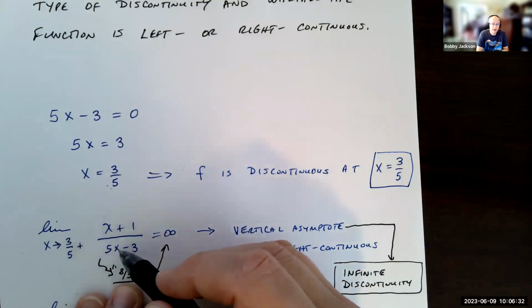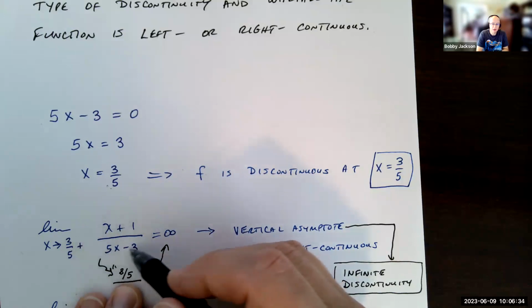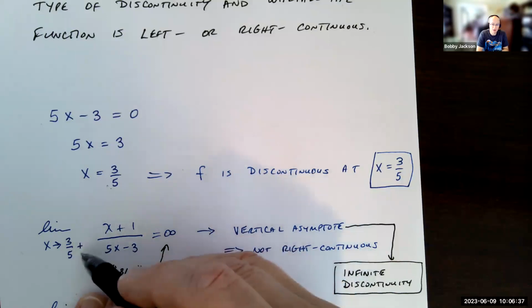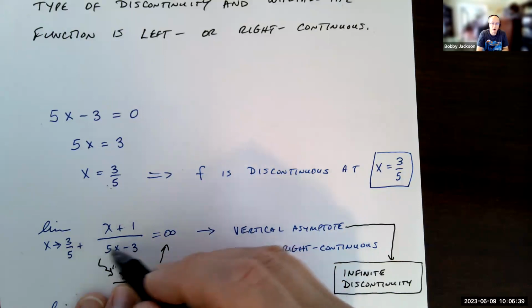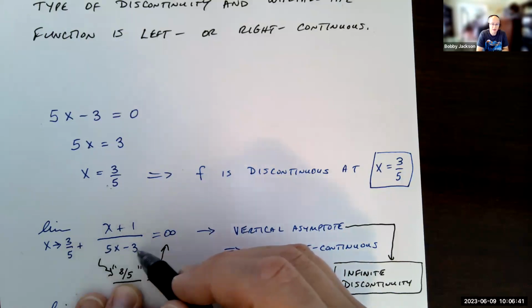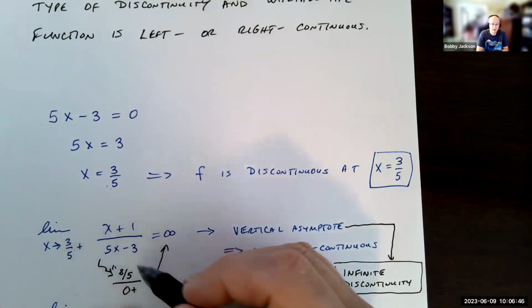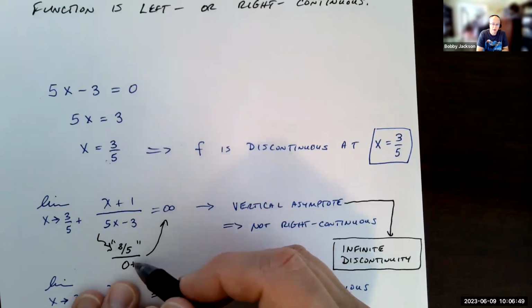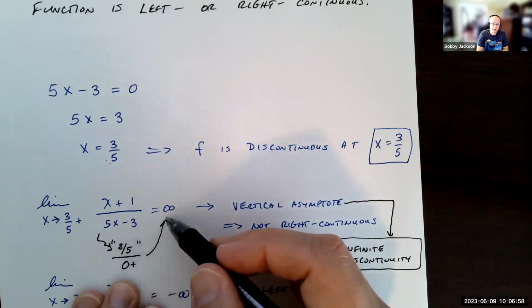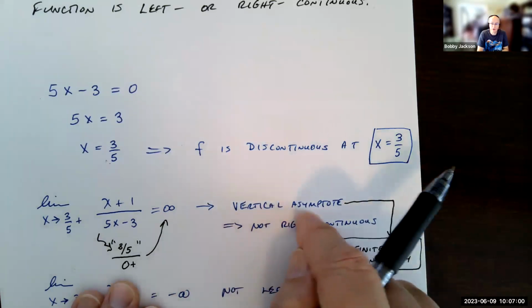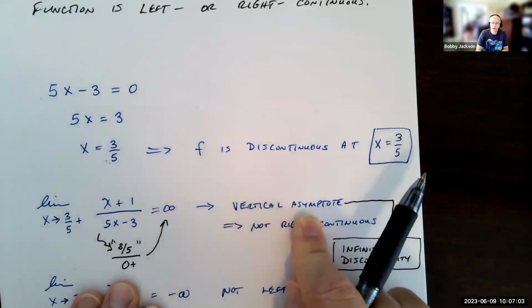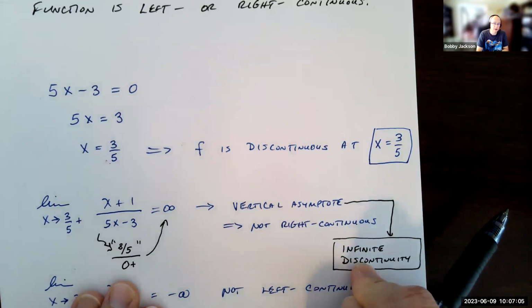So if I plug in anything above 3/5 into this expression, as I'm getting closer and closer to 3/5, it's small, but it's always positive. 5x minus 3 will always be positive if I plug in anything slightly bigger than 3/5. So I say it's approaching 0, but it's always positive. So positive divided by positive is positive, and 8/5 divided by something going to 0 is blowing up. It's going to positive infinity. So notice we have a vertical asymptote, and that tells us that we have an infinite discontinuity.